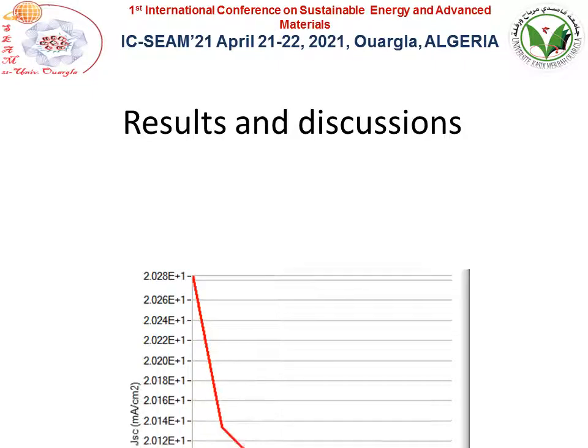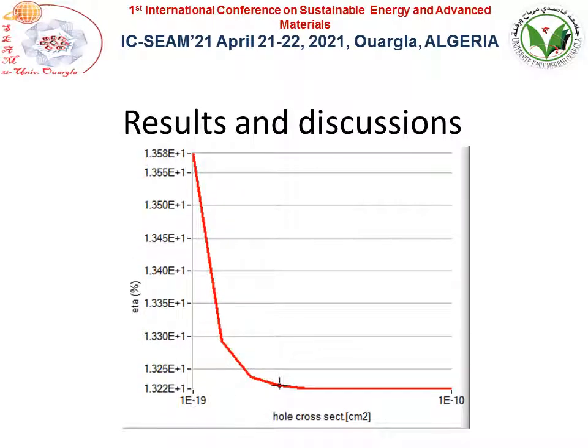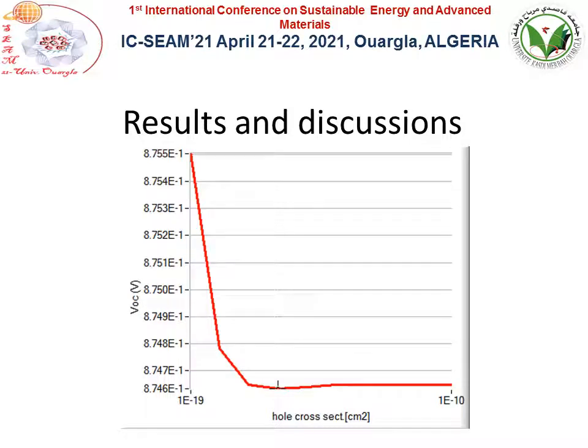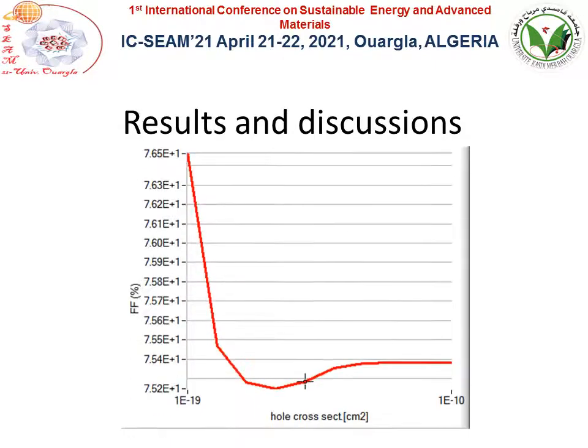Next, we have the hole cross-section effect on JSC. Then we have in this figure the hole cross-section effect on power conversion efficiency. In the following figure, we can see the hole cross-section effect on VOC, and finally we can see the hole cross-section effect on fill factor.